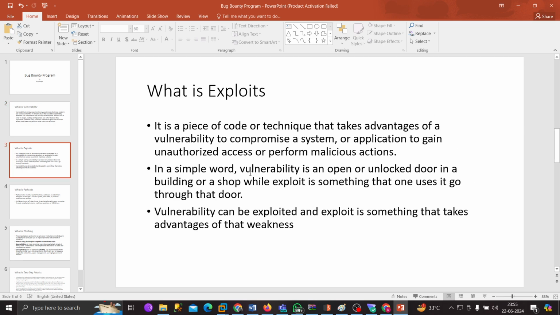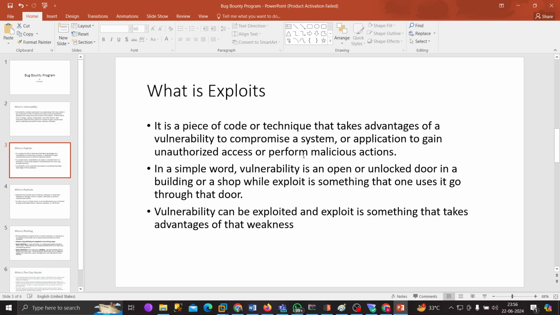There is something called exploits. These are very basic questions which one can ask you in the interview: what is the basic difference between vulnerabilities and exploits, right? When we talk about exploits, it is a piece of code, or techniques or tactics that we use, right? Techniques that take advantage of a vulnerability that resides in the infrastructure. With the help of this technique and the vulnerability, we try to access or perform malicious actions on the website.